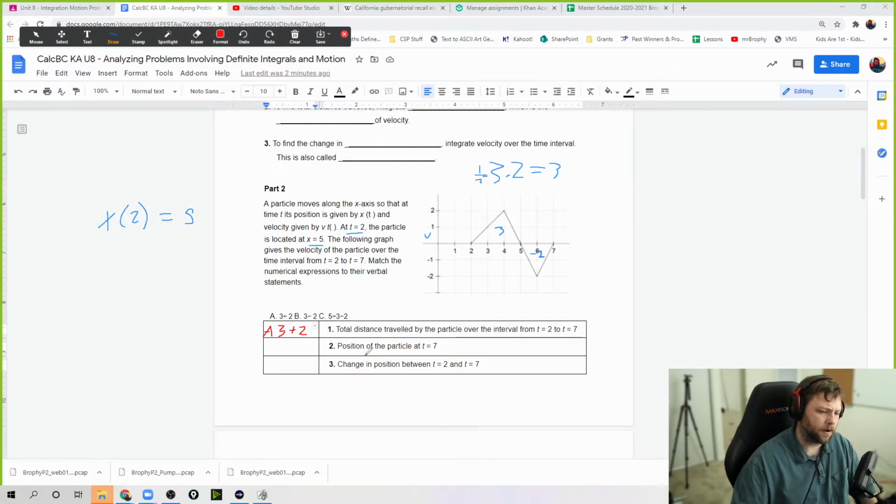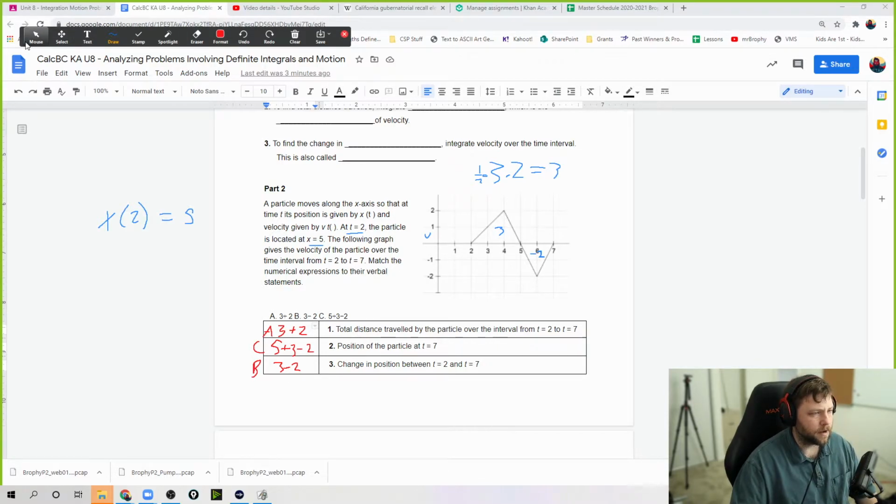Now, your position of the particle at time equals 7 is based off your initial position plus the integral of the velocity. So I think we had that up there at the previous one. So my initial position is going to be this 5, and then plus the area under the curve of velocity from 2 to 7. So plus 3 minus 2. So my answer here would be C as that equation. Now, the change in position from 2 to 7. Your change in position is just the integral of this velocity, so it's going to be 3 minus 2, so that's going to be B. So there you see those differences in displacement.